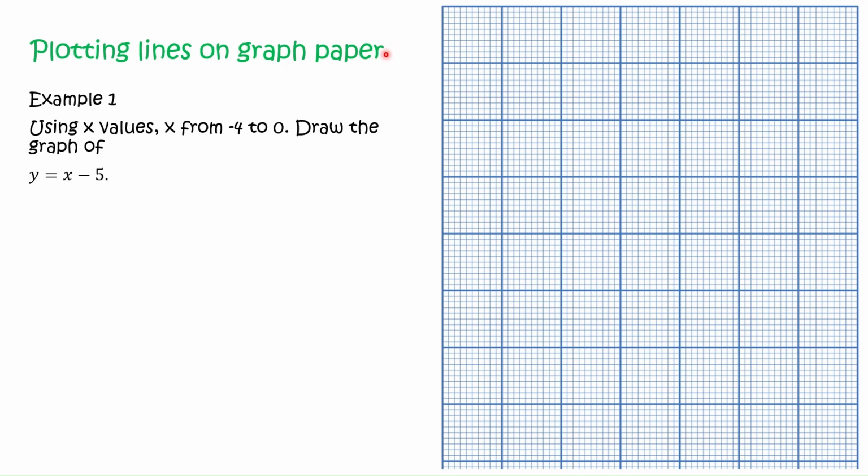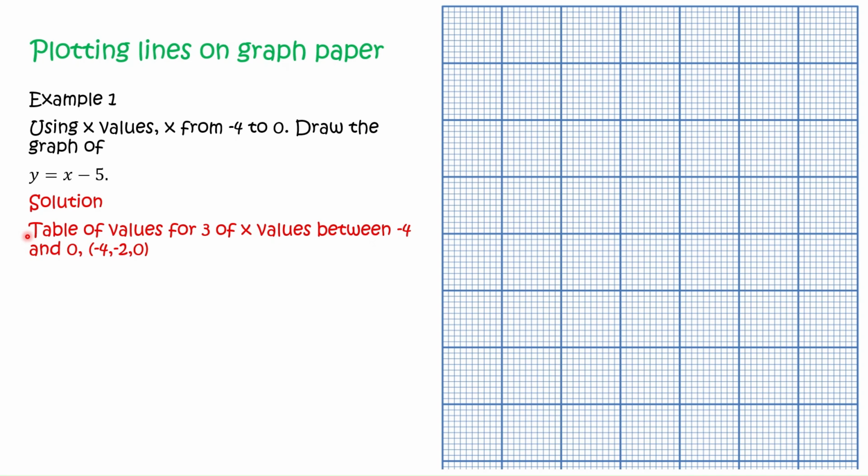Let's look at example 1 now. Using x values, x from -4 to 0, draw the graph of y = x - 5. And of course, the solution. The first thing that we have to do is to come up with the table of values for at least 3. In our case, we're going to select just 3 values of x that are between -4 and 0. And these values are -4, -2, and 0. Then we are going to calculate the associated y values.